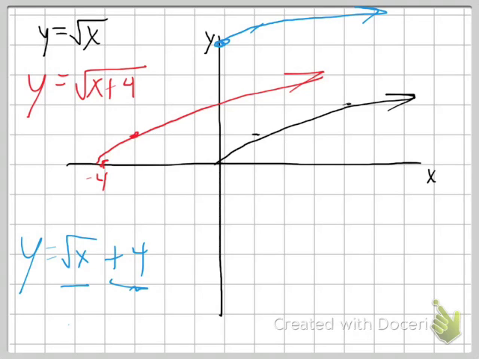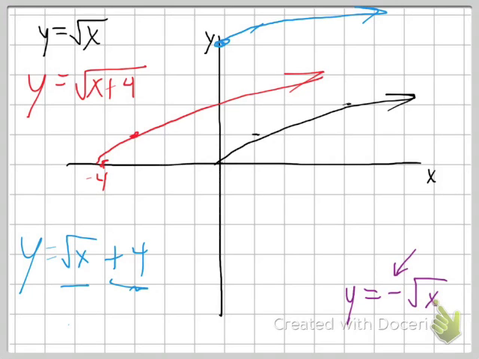Let's grab another color and look at something else we can do. We'll grab purple. What about y equals negative square root of x? What does this negative right here do? Well, this negative is changing the sign on all my y's. In other words, I am flipping over the x-axis.